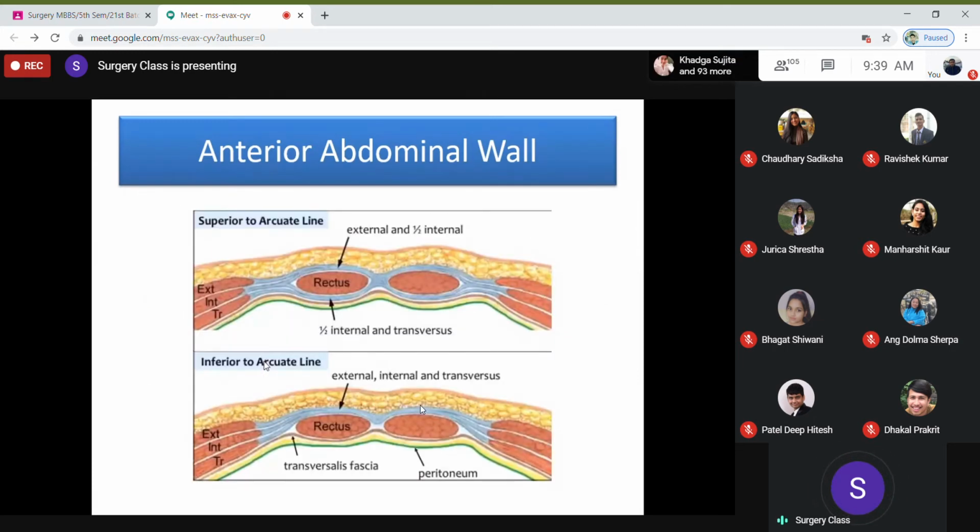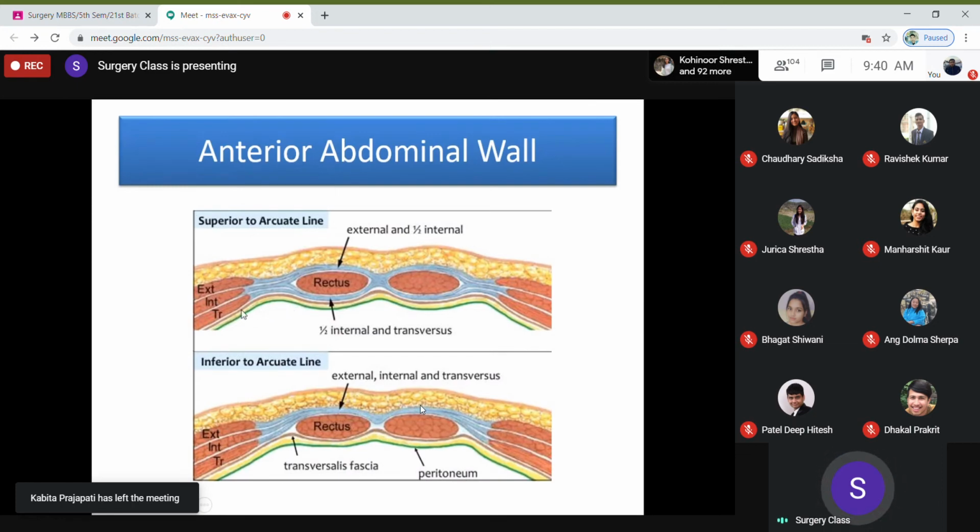If you see this picture, this is the skin, soft tissue. This is the sheath. In between there is deep fascia, Scarpa's and Camper's, and this is the anterior sheath, this is the rectus muscle, and this is the posterior sheath. Then you have got the preperitoneal fat, and you have the parietal peritoneum. So these are the layers of the abdominal wall.